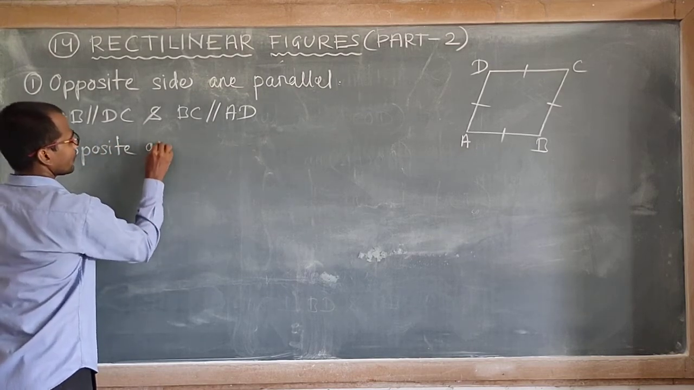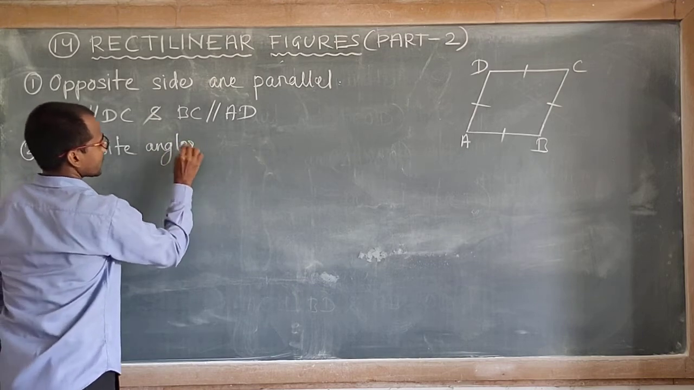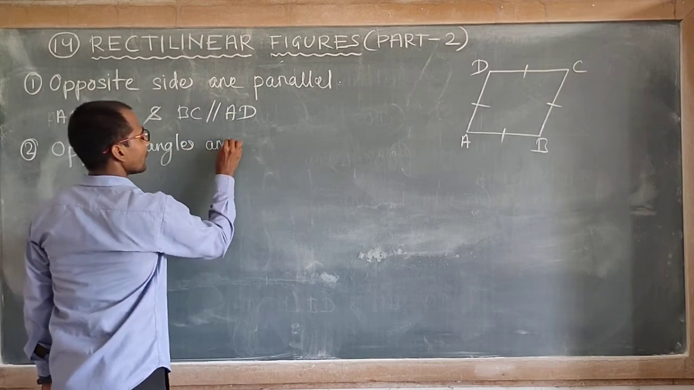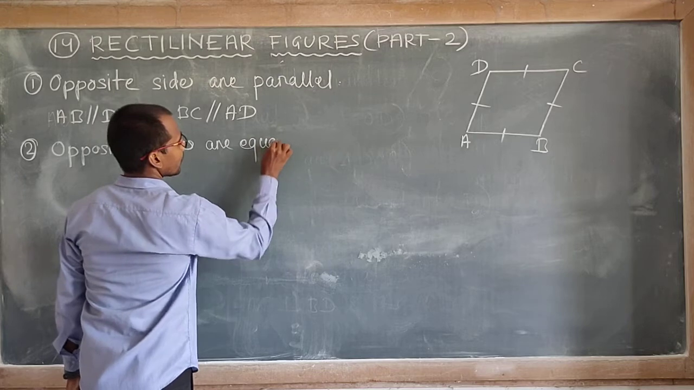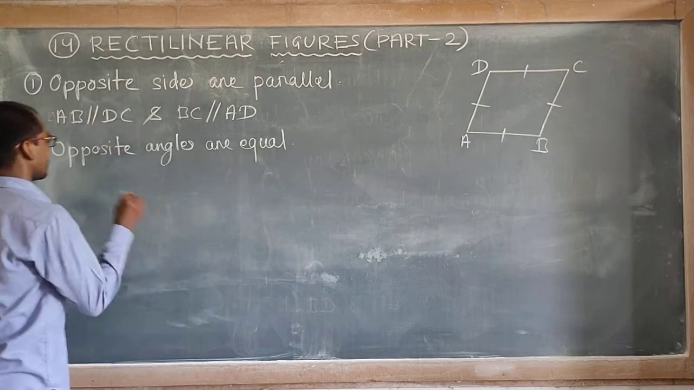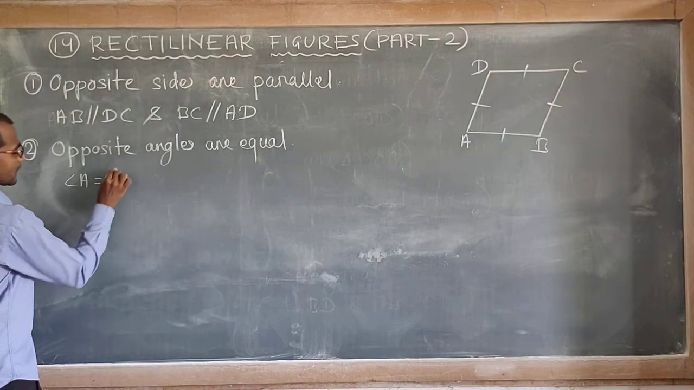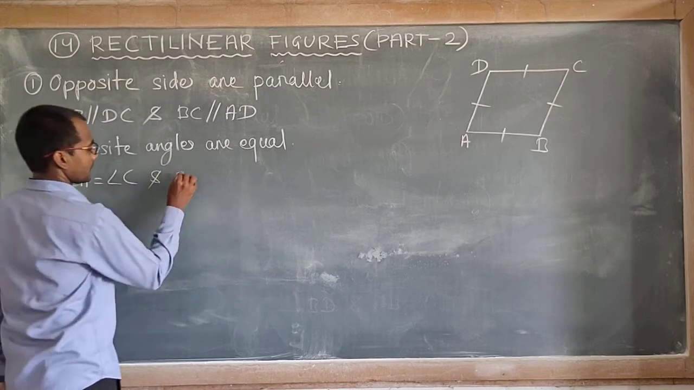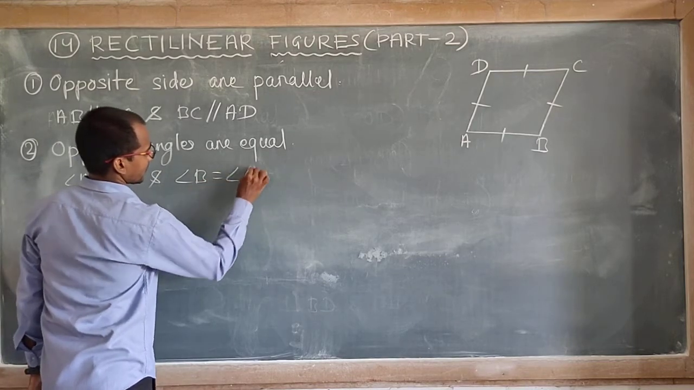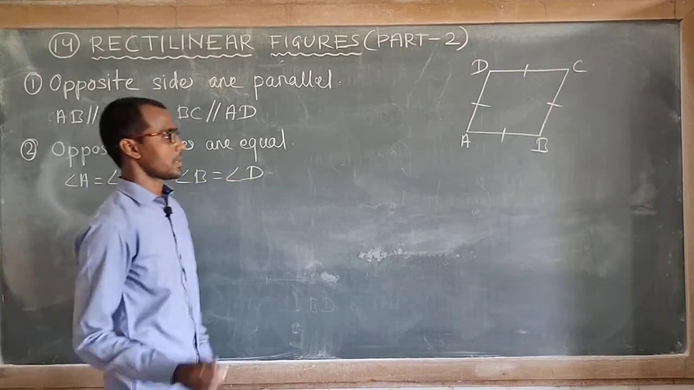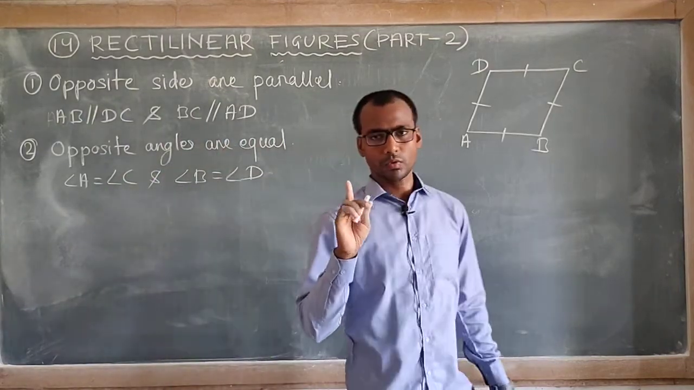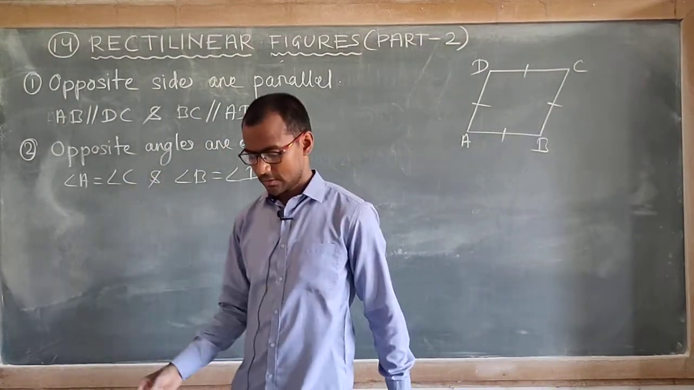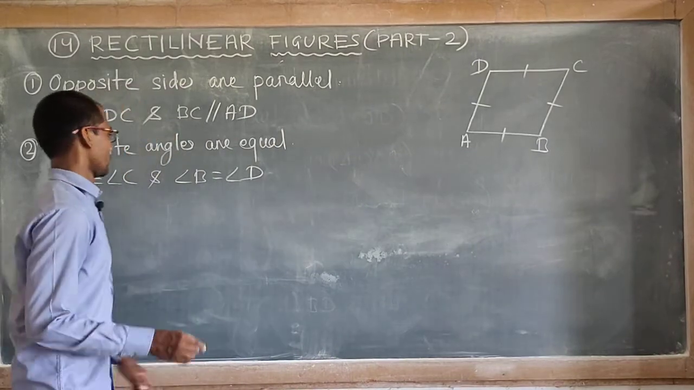Opposite angles are equal. That means angle A is equal to angle C and angle B is equal to angle D. Okay. This property was in case of a parallelogram also. Next, we will move to diagonal.